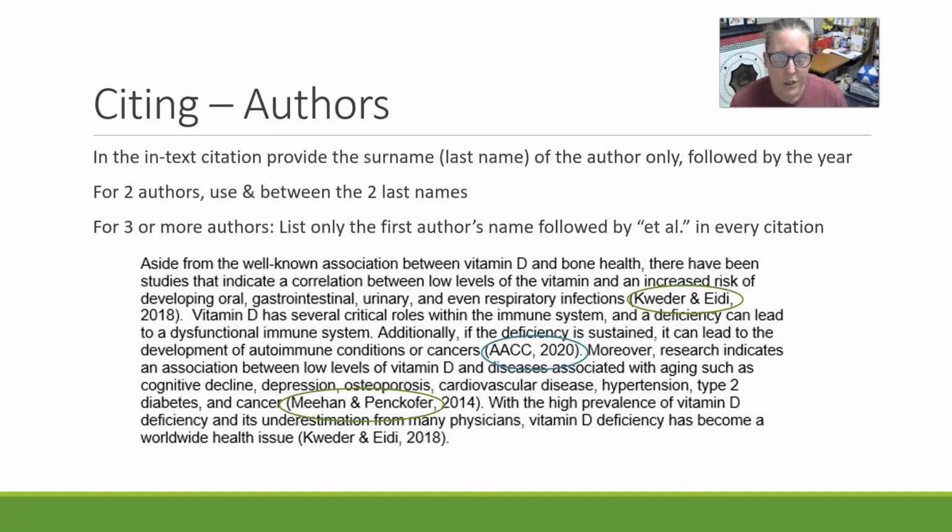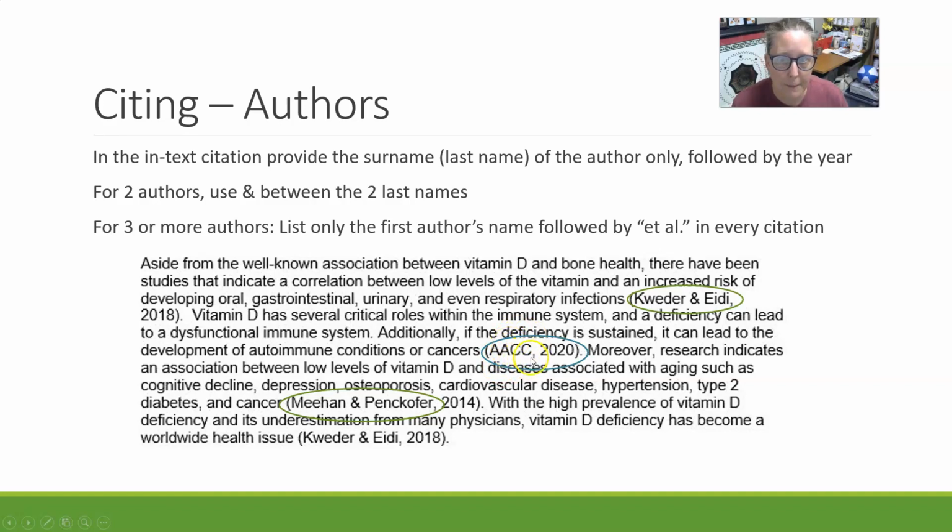So a little bit about the authors. In the in-text citation, you always provide the last name, so the surname of the author only, followed by the year. So like this is a last name and this is a last name. There's no first initial, there's no first name, nothing, just the last name. So the last name, or the name of the company that is putting out the information as the author.